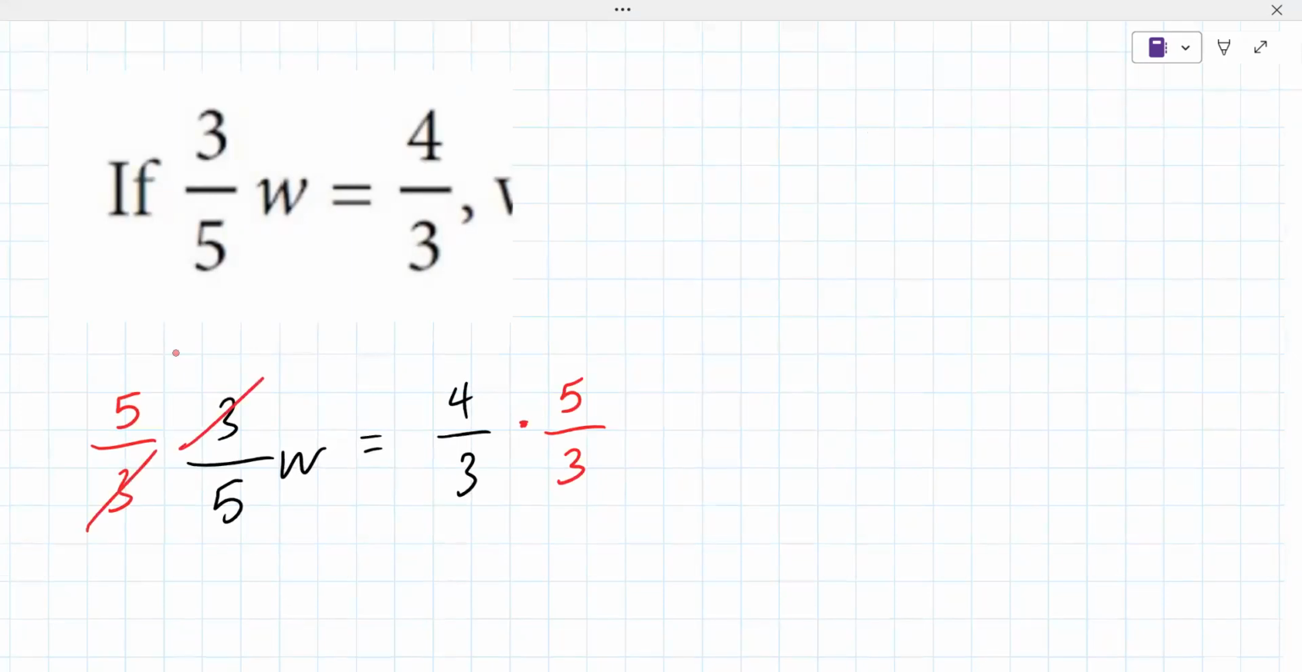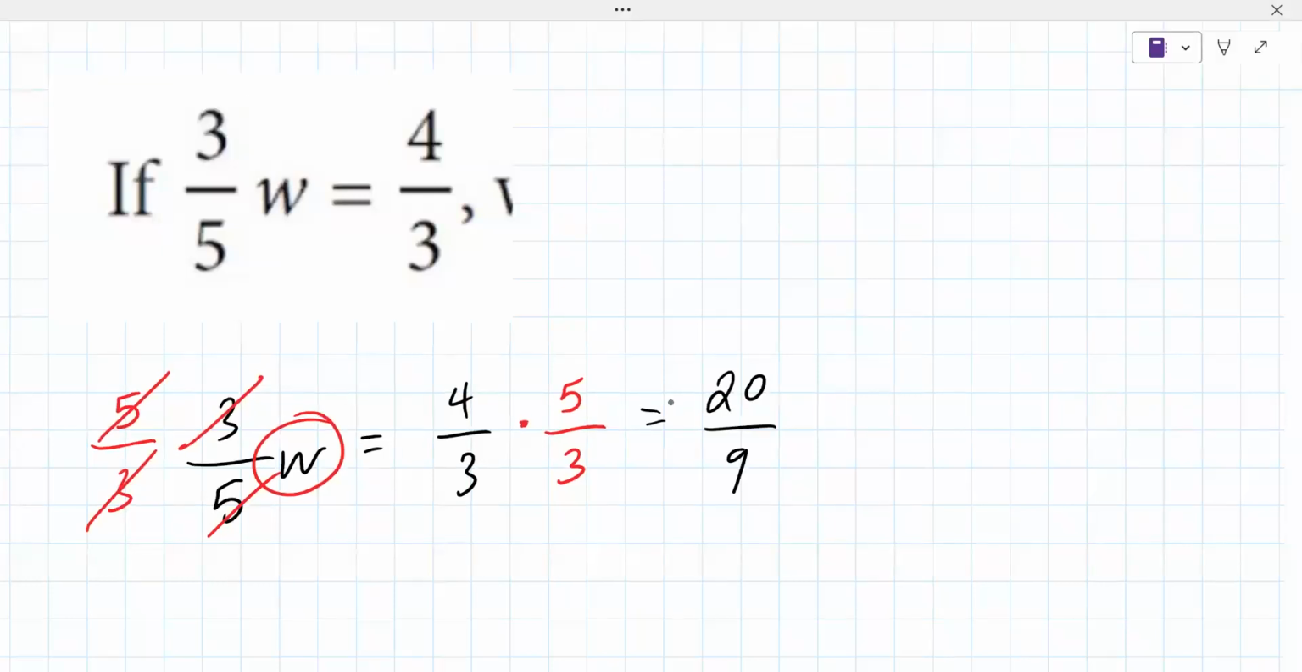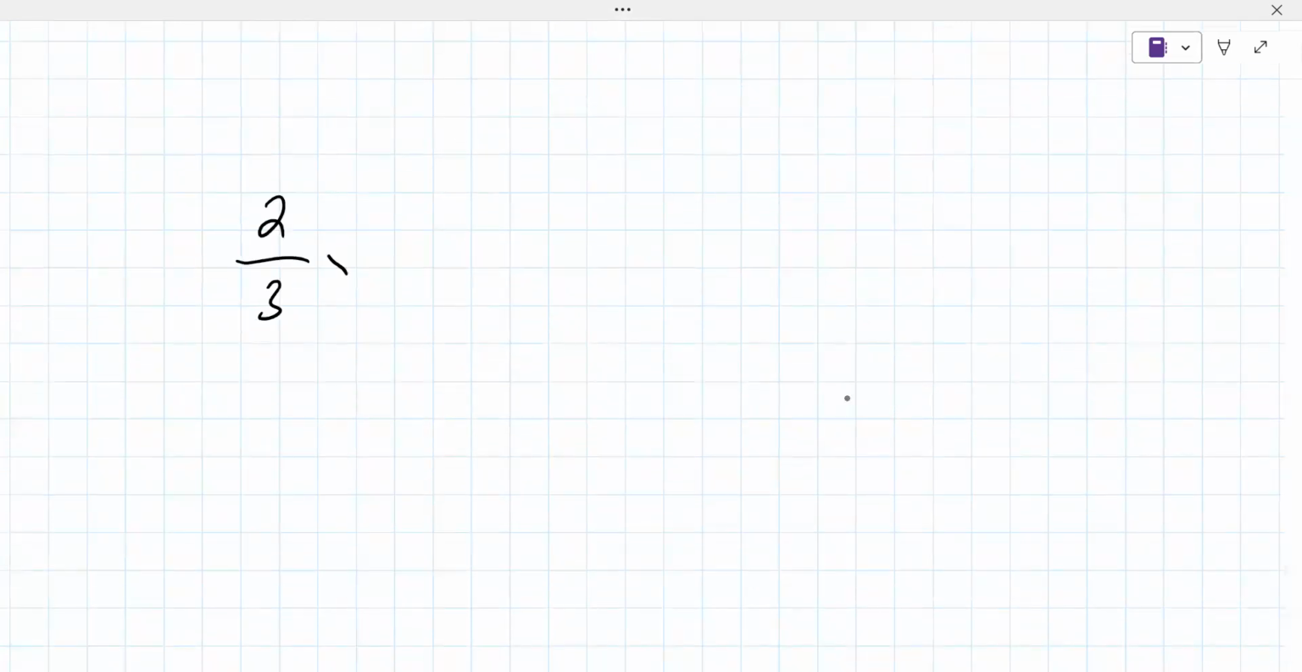So on the left, see how the 3's cancel and the 5's cancel, and you're just left with W. On the right, you get 20/9. See how that's the correct answer? Perfect. Okay. So let me give you a couple here to try. I would recommend trying this direct solve method. So let's say it's 2/3 x equals 5/7. Go ahead and solve that the way we just did in that previous example, please.